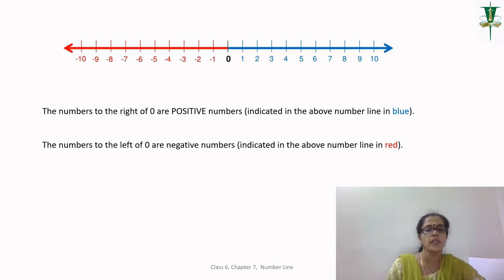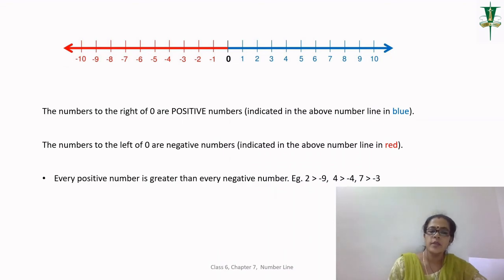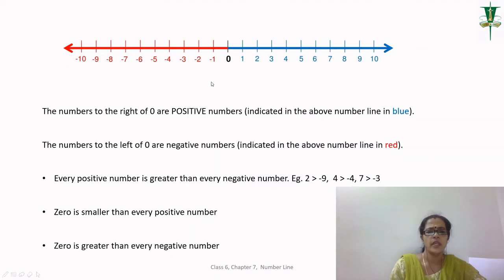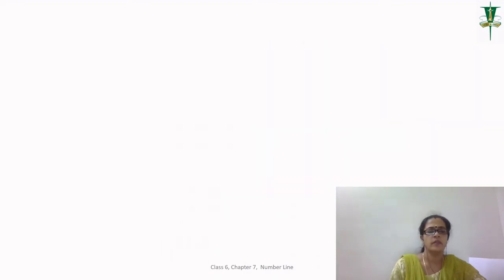But when you do your number line, you need not differentiate the colors. It is simply for your better understanding that I have done it. Every positive number is greater than every negative number. Example, 2 is greater than -9, 4 is greater than -4, 7 is greater than -3, and so on. 0 is smaller than any of the positive numbers, and 0 is greater than any of the negative numbers.